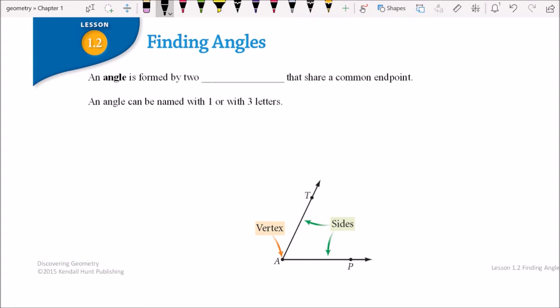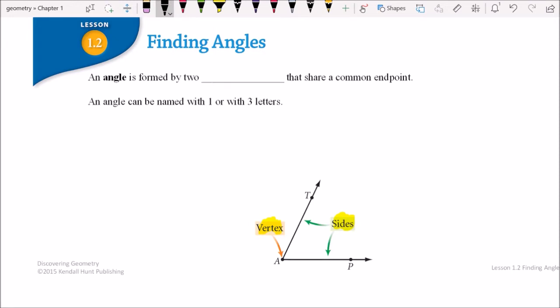So let's start here. We have an image down below. We have a picture of an angle down here. Notice some vocab is labeled. They've told us that the point where the angle occurs is called the vertex. And then we also have sides of the angle. Those are the segments, or actually, let's fill in the blank up here.